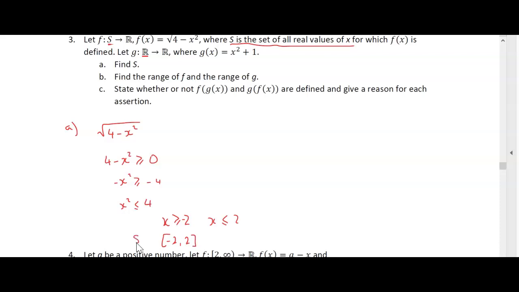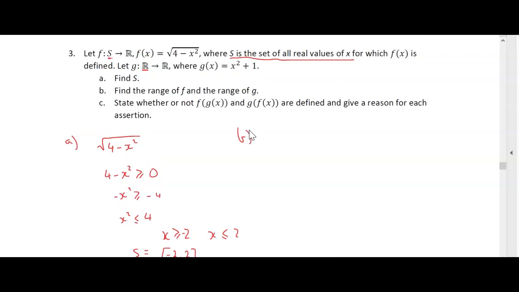All right, so I haven't left myself much space to do B and C. So B, find the range of f and the range of g. Let's do the range of f first. Okay, so your domain for f is -2 to 2. Now, when we substitute our values in, when I substitute in -2, I'm going to have y equals 0. When I substitute in 2, I'm going to have y equals 0.